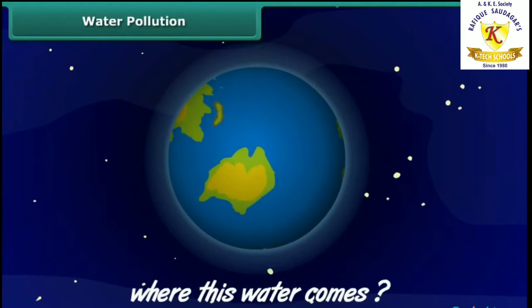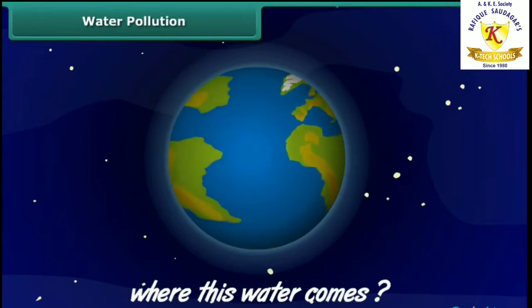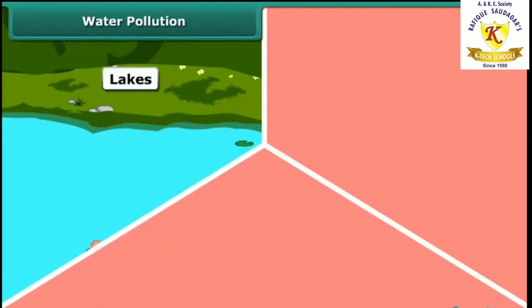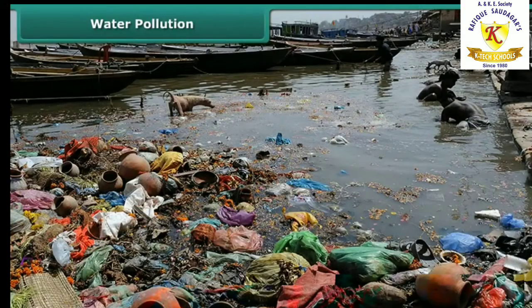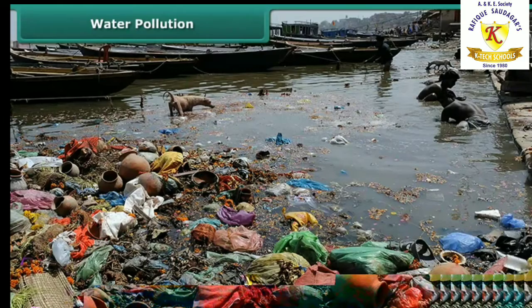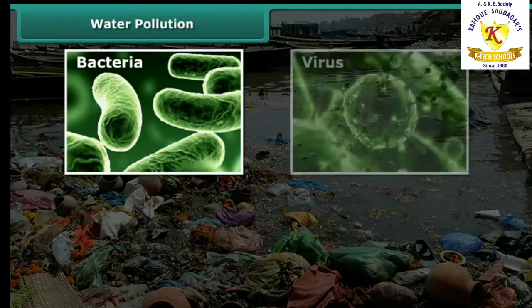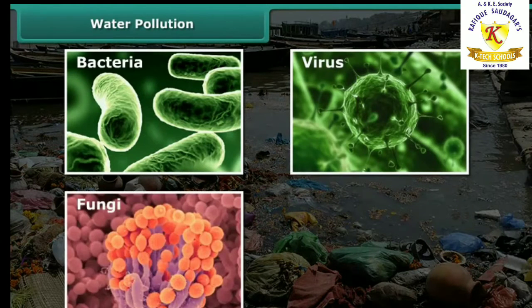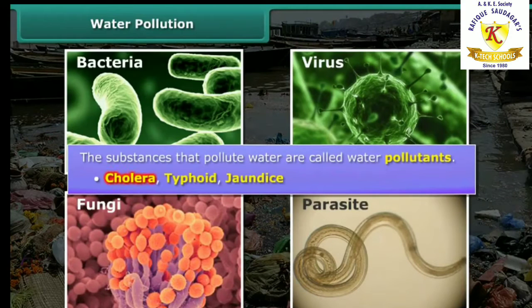Do you know where this water comes from? It comes from natural resources like lakes, rivers, and oceans. However, look at what we are doing to these resources. We are polluting them. The polluted water of these resources may contain bacteria, viruses, fungi, and parasites, which cause diseases like cholera, typhoid, and jaundice.